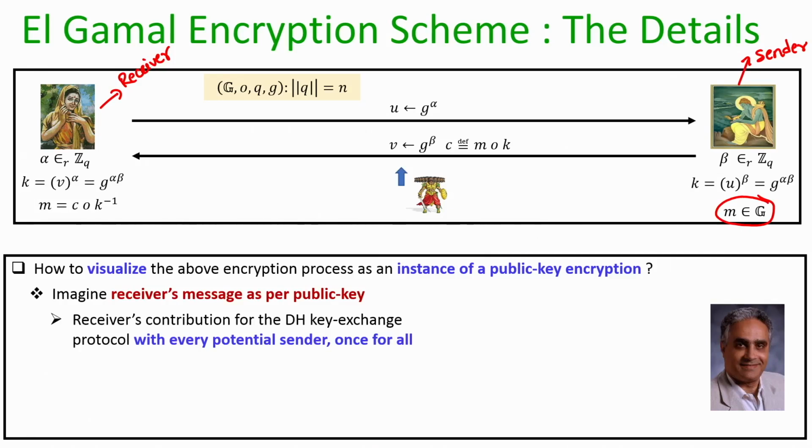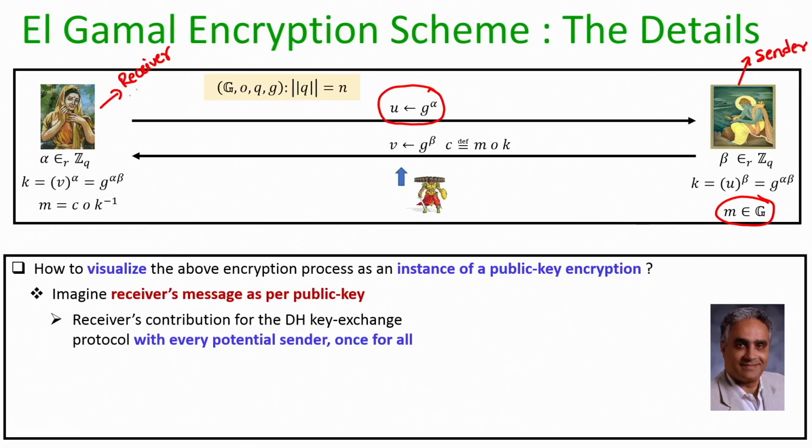I can imagine Sita, the receiver, sending her contribution for the Diffie-Hellman key exchange protocol once for all for every potential sender. So, right now what is happening is, depending upon Ram, Sita was picking alpha and contributing g power alpha. So, if there are multiple Rams, she will be picking multiple independent alphas, and will be sending g to the power alpha 1 to the first Ram, g to the power alpha 2 to the second Ram, and so on. The key observation here is that we do not do that for every potential Ram. In fact, it is not even required to know who is going to be Ram.